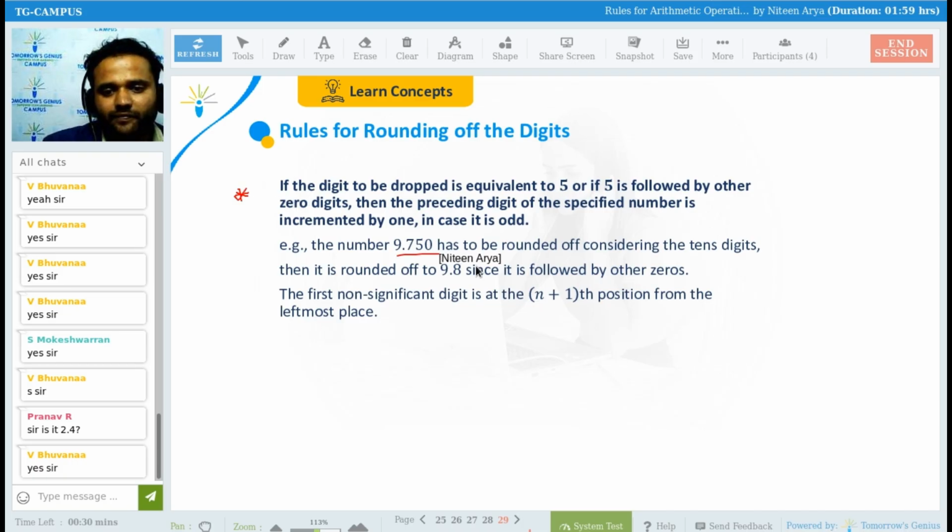For example, 9.750 has to be rounded off. Consider the tens digit, then it is going to be 9.8 since it is followed by other zeros. So the first non-significant digit is at the 9 plus 1 position from the leftmost place. Clear? Is this clear, everyone? Good.